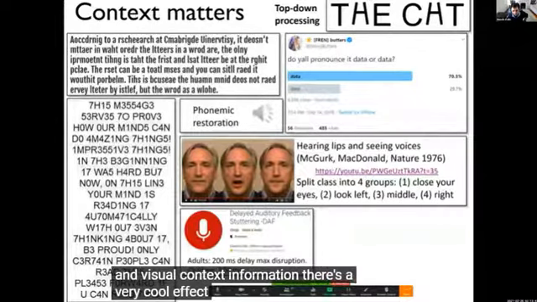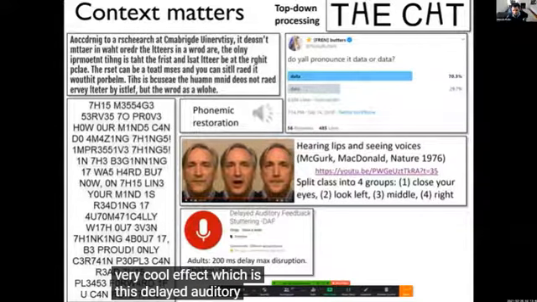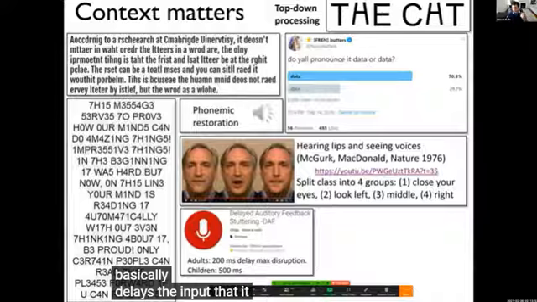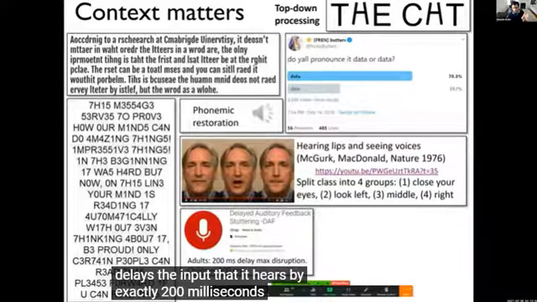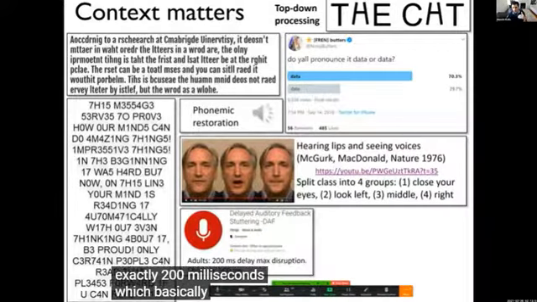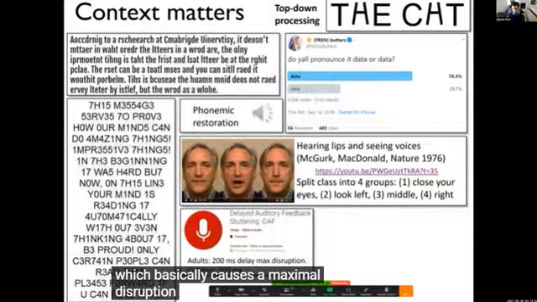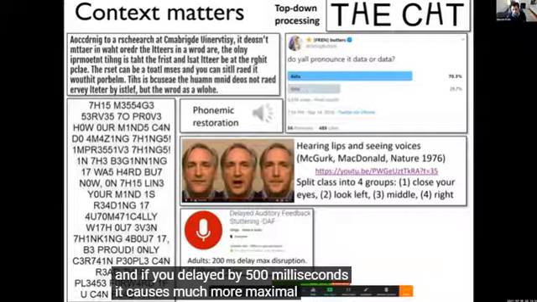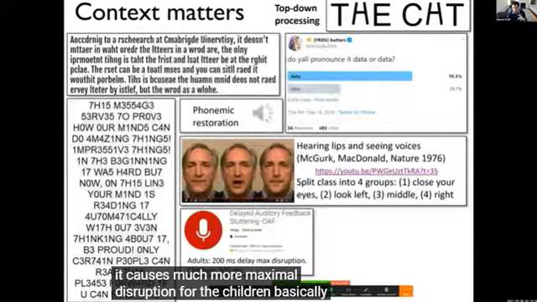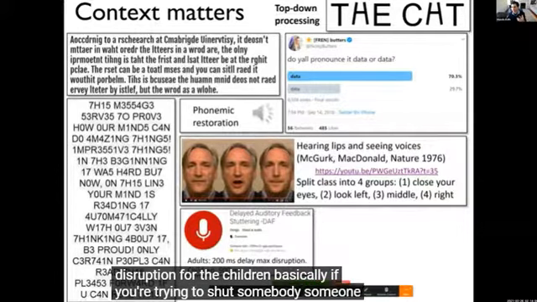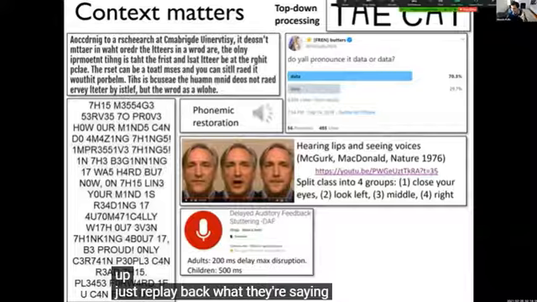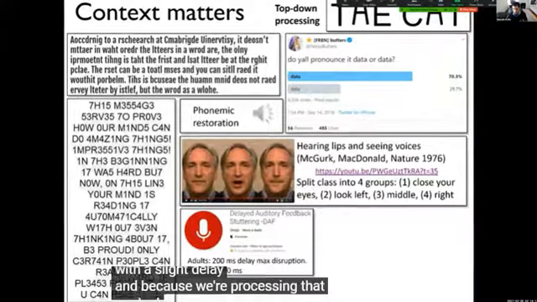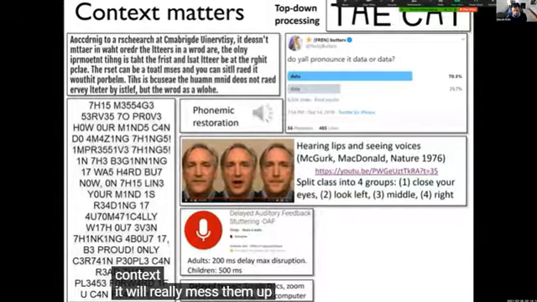There's a very cool effect, which is delayed auditory feedback, which basically delays the input that it hears by exactly 200 milliseconds, which causes a maximal disruption for adults. And if you delay it by 500 milliseconds, it causes maximal disruption for the children. Basically, if you're trying to shut someone up, just replay back what they're saying with a slight delay. And because we're processing that context, it'll really mess them up.